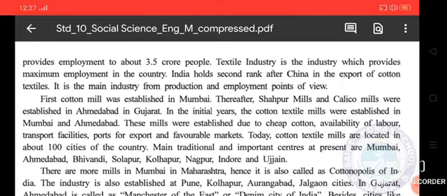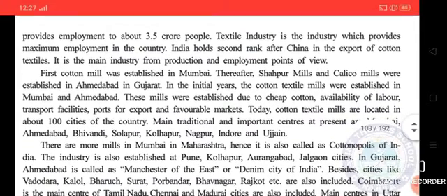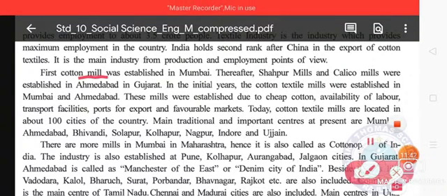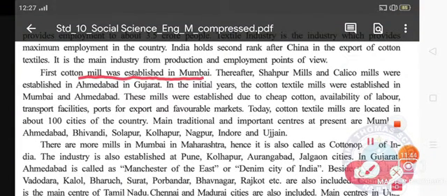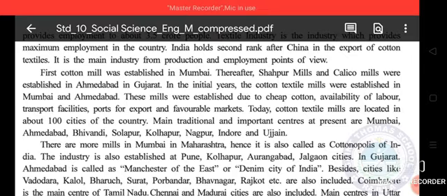So one of the important industries is the cotton industry. The first cotton mill was established in Mumbai. Underline that one. The first cotton mill was established in Mumbai. Thereafter, Shahpur mills and Calico mills were established in Ahmedabad in Gujarat. The first mill was established in Mumbai, then afterwards in Gujarat.